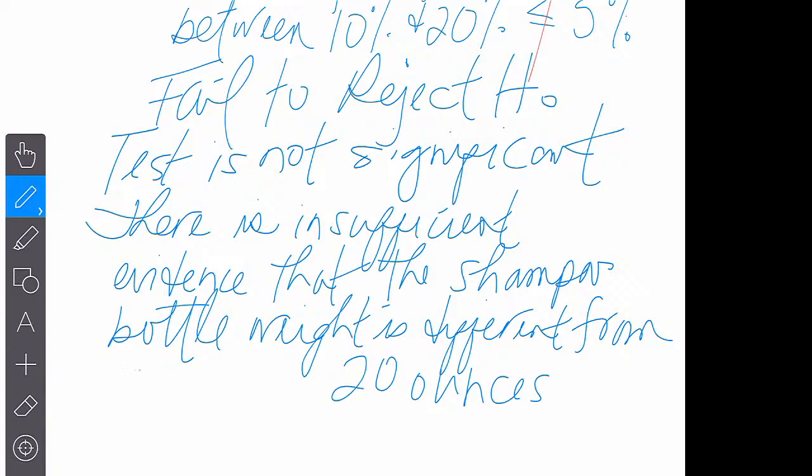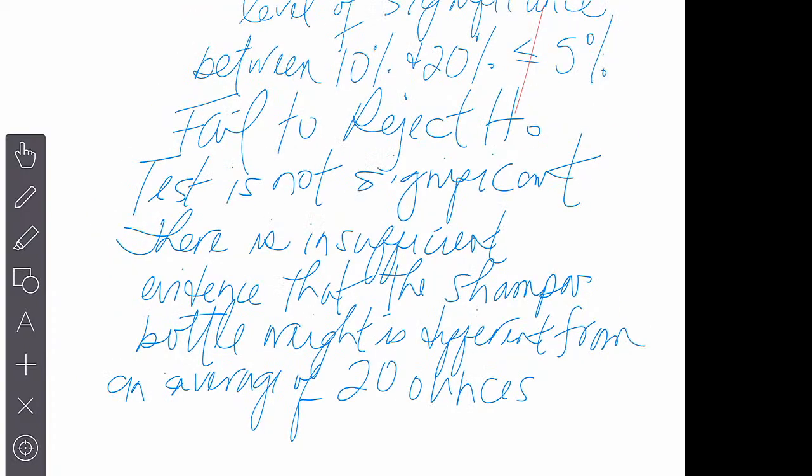I say an average. Okay, so there is insufficient evidence that the shampoo bottle weight is different from an average of 20 ounces.